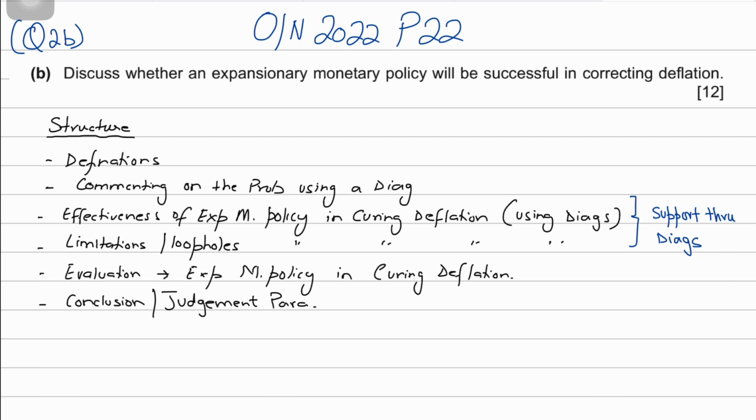For example, the use of fiscal policies or supply side policies in our case could be used to complement and corroborate expansionary monetary policy in correcting deflation.